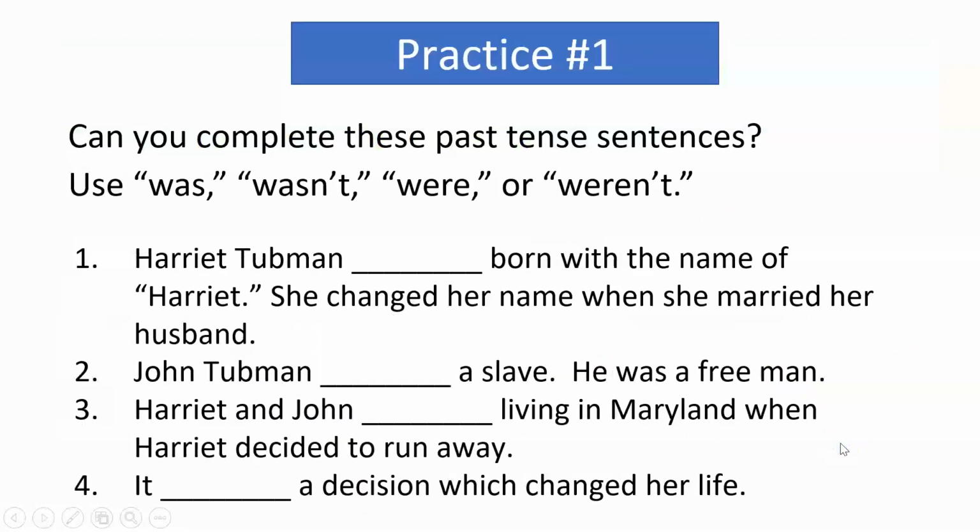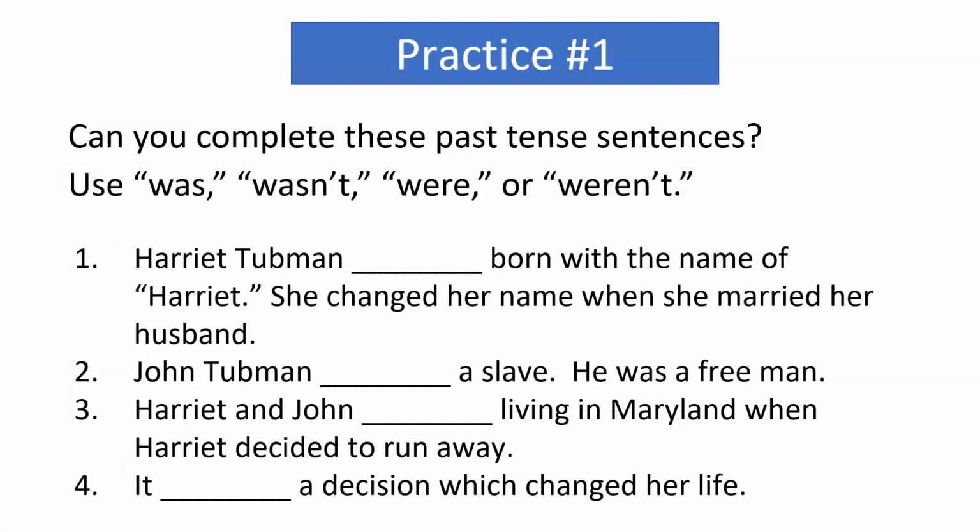Let's do a little practice with this. I want you to take a piece of paper, write the numbers 1 through 4, and write your answers. Pause the video and try to complete these sentences. In the blank space, you should put was, wasn't, were, or weren't. Ready to check your answers?